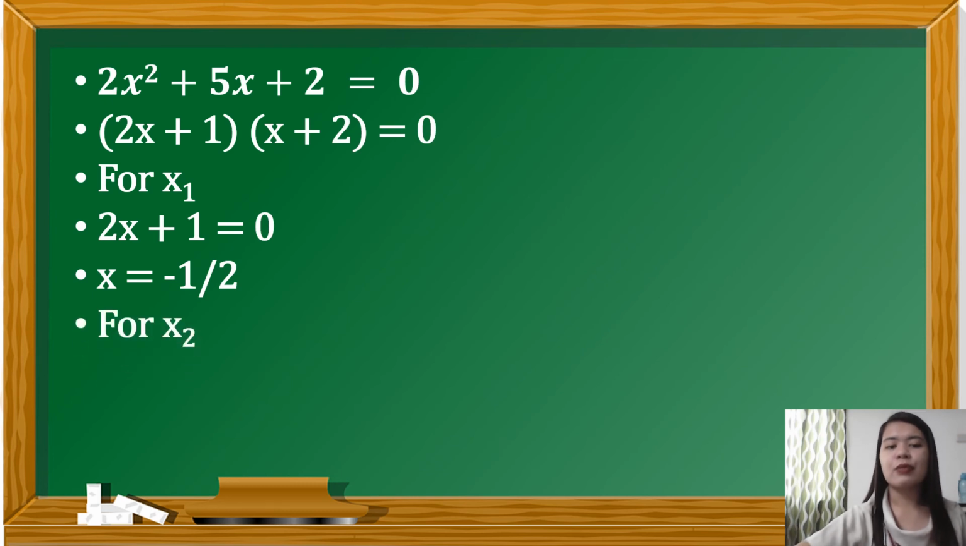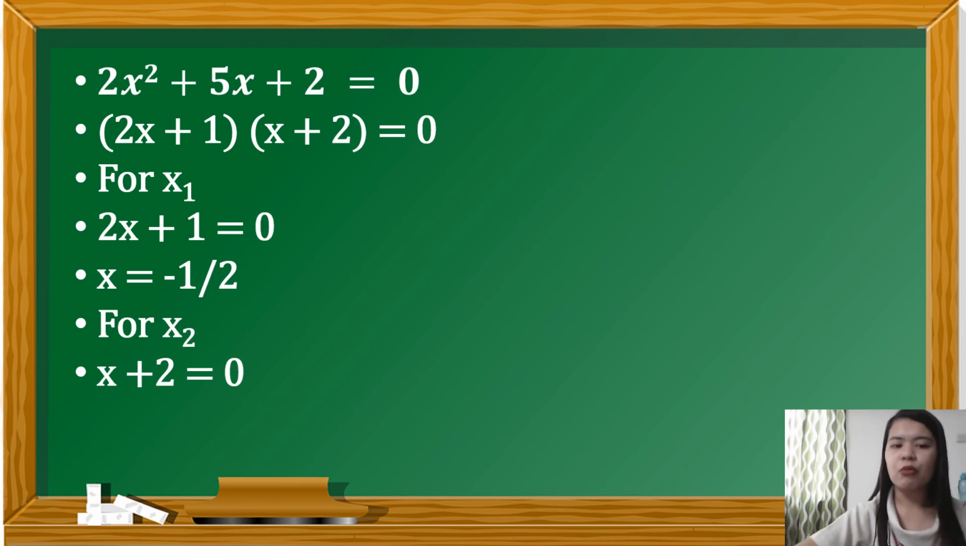Next, for our second value of x, we have x plus 2 equals 0. So, si plus 2, ililipat na lang natin siya sa kabila kasi wala namang katabi itong ating x na coefficient. So, we have x equals negative 2. So, the answers are negative 1/2 and negative 2. So, pwedeng maging fraction ng ating sagot.